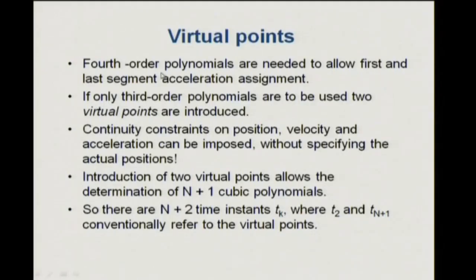So, if I do that, then I have to use a fourth order polynomial, but then the number of variables will increase too much. So, the trick is that you still use third order polynomials and you introduce two things which are called virtual points. So, what we do is, when you have these points here, we introduce 2 points in the middle where we say okay, I need a polynomial from here to here and from here to here, but I am not specifying the position of this. I just make sure that there is continuity of position, velocity and acceleration at those points, but I do not specify either the position or the velocity or the acceleration.